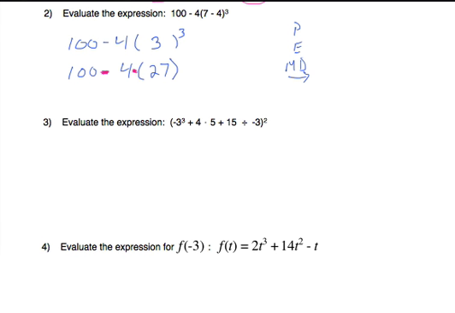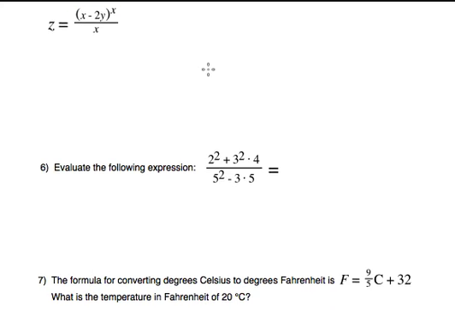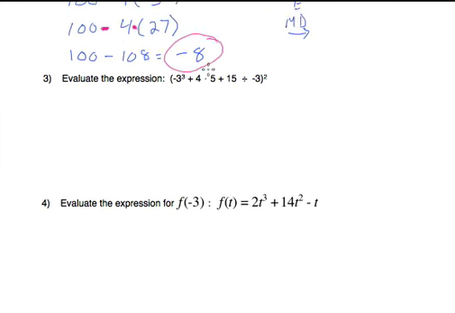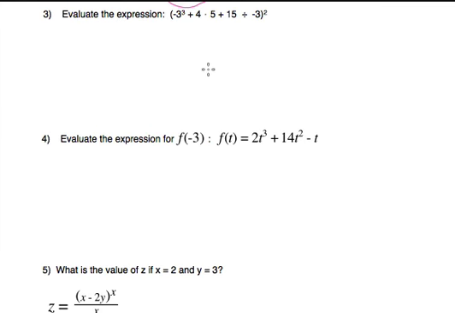And we know that that is 108. So 4 times 27 is 108. And now we just do subtraction, and that gets us negative 8. So our answer is negative 8. Number 3.